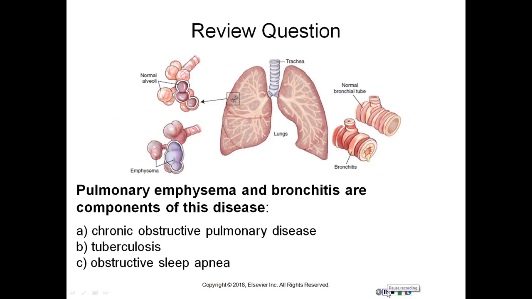So here's a review question. Pulmonary emphysema and bronchitis are components of what disease? Is it COPD, TB, or OSA? So hopefully you chose A, COPD, which is again a progressive lung disease obstructing airflow, which makes breathing difficult. It's also commonly caused by cigarette smoking. And that should be it for this recording.